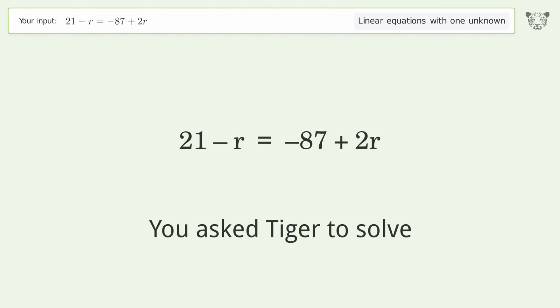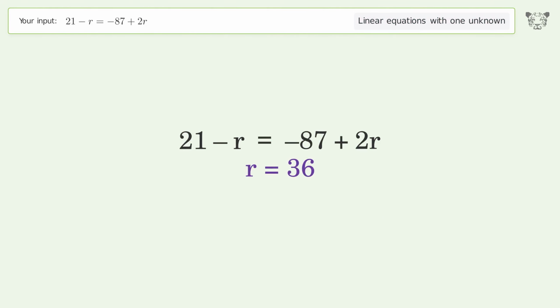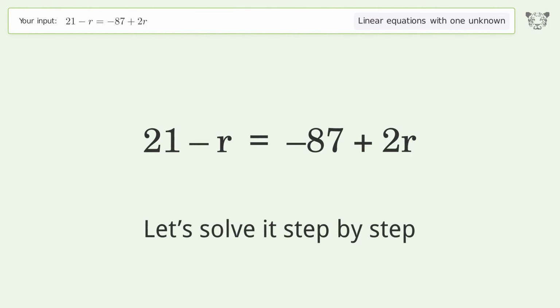You ask Tiger to solve. This deals with linear equations with one unknown. The final result is r equals 36. Let's solve it step by step.